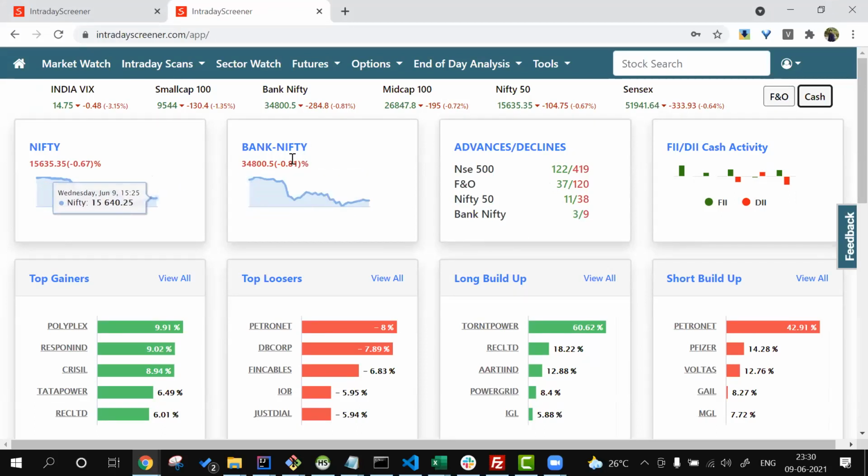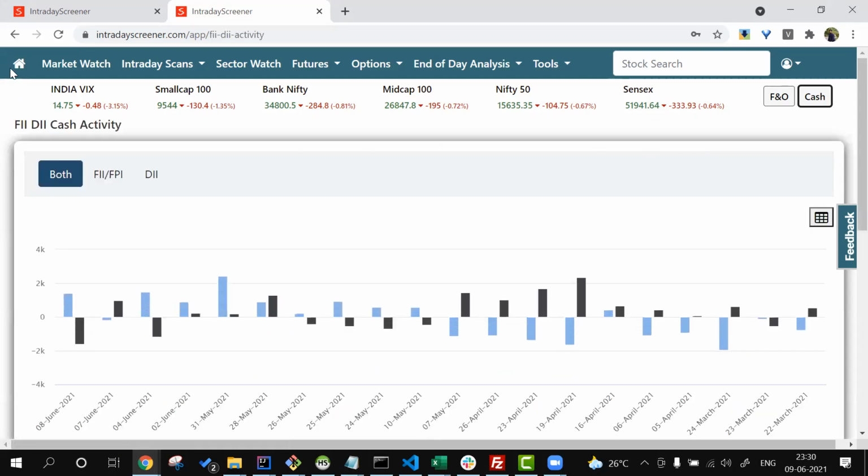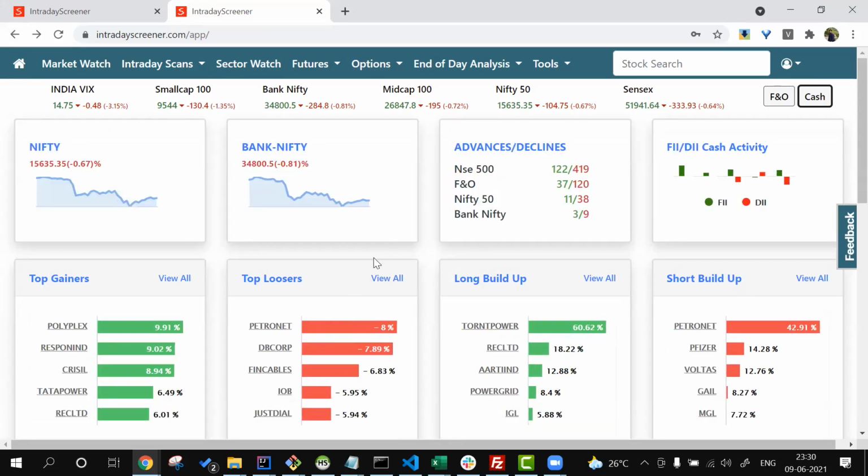So first is the Nifty and Bank Nifty chart. Advances declines means how many stocks have advanced. For example, in FNO stocks, 37 stocks have advanced and 120 stocks have declined. Similarly, FII, DII cash activity shows you FII, DII data, and if you click on it, it will open a page where you can actually see the FII, DII activity, whether they are buying or selling.